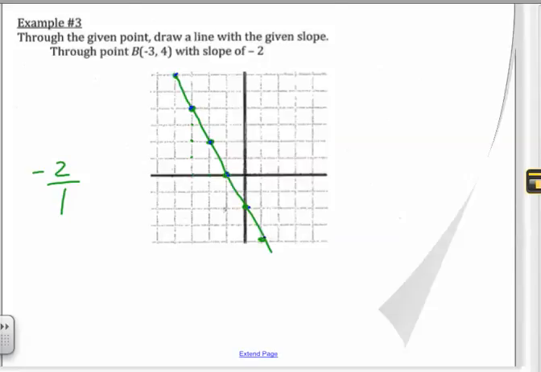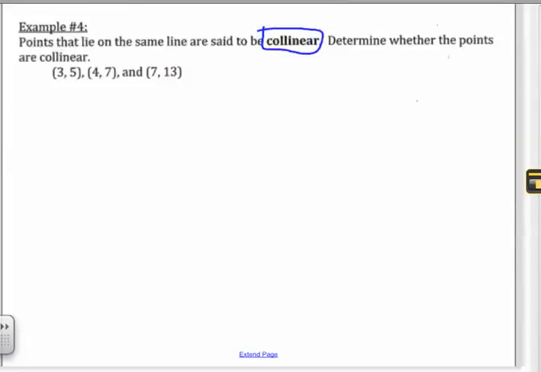So now when I go back to look at example number 4, the slope between these 2 points needs to be the same as the slope between these 2 points, and the slope between these 2 points. I need to look at their slopes. If I find slopes that aren't equal to each other, then these points aren't collinear. Okay, so let's just look at these.